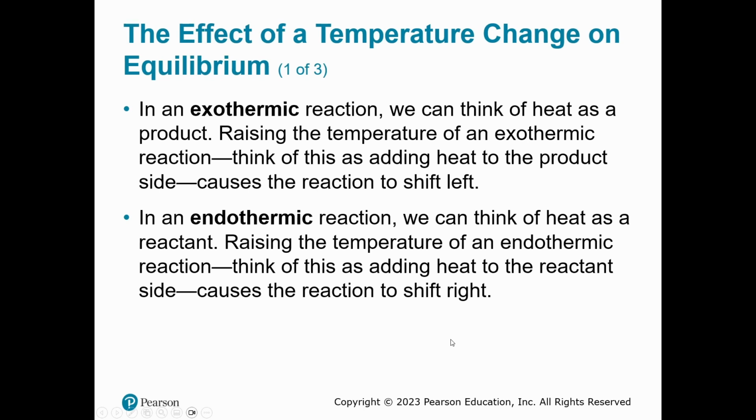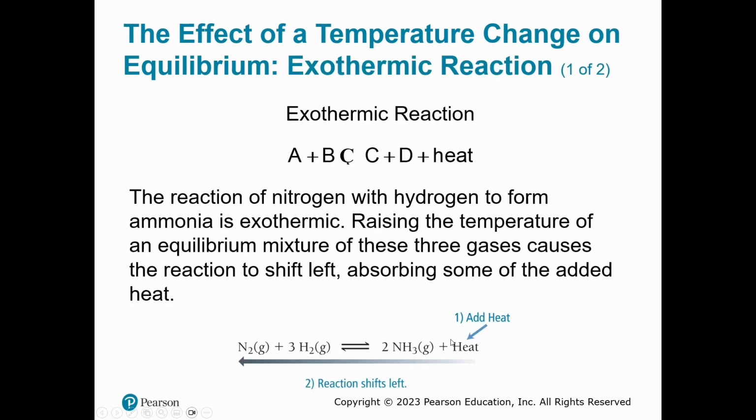Exothermic reactions can be thought of as having heat as a product. They give off heat. Endothermic reactions can be thought of as having heat as a starting material. They take in heat to get the reaction going. So if I add heat to an endothermic reaction, I'm going to push it towards the products. If I add heat to an exothermic reaction, I'm going to push it towards the reactants.